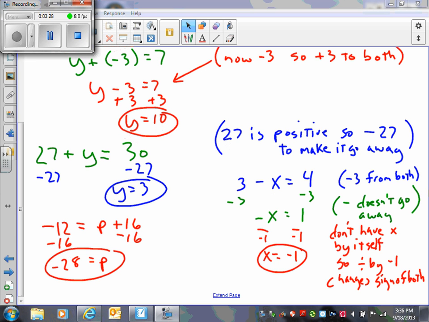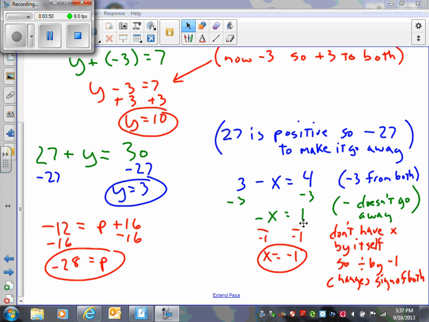This problem right here we have to be very careful with. I have 3. That minus is not with the 3, it's with the x. I'm not subtracting 3 from x. It's actually adding 3 to negative x. So I have to get rid of this 3. What cancels 3 out is minus 3. 3 minus 3 is 0. That still leaves minus x over here.